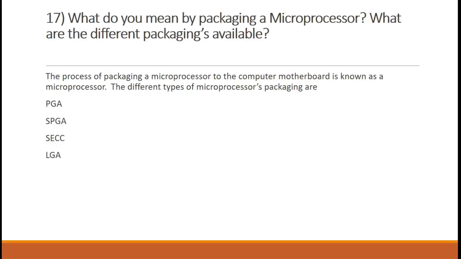17. What do you mean by packaging a microprocessor? What are the different packagings available? The process of attaching a microprocessor to the computer motherboard is known as microprocessor packaging. The different types of microprocessor packaging are PGA, SPGA, SECC, LGA.